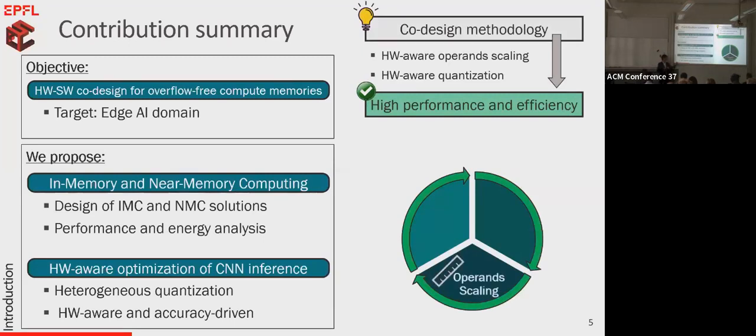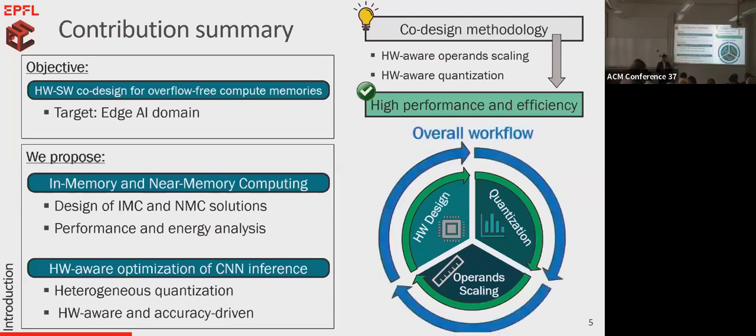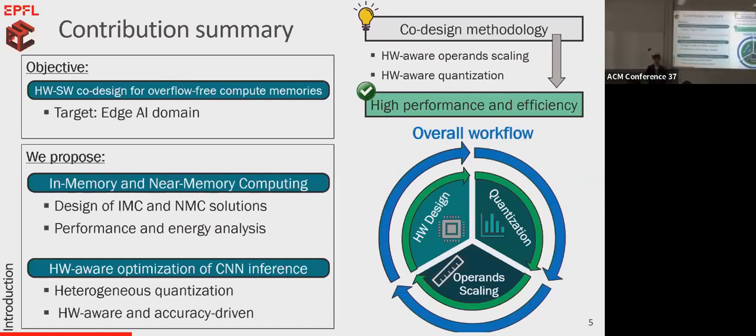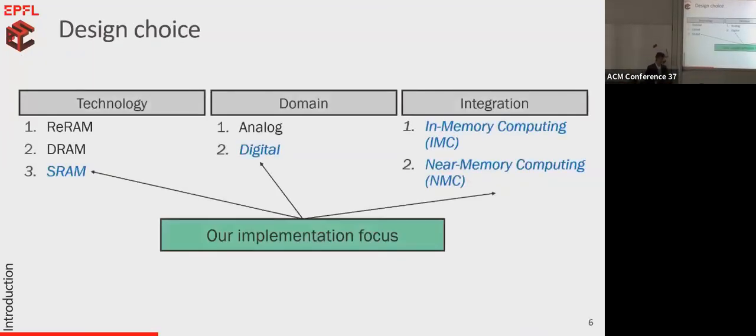We combine different elements, so I will tell you something about the scaling of input and output operands to prevent overflows, a corresponding hardware design based on compute memories, and a quantization strategy to improve performance and efficiency. Then I will combine all these elements together in a co-design approach to propose an overall acceleration workflow using compute memories. Going back to the previous slide, I'm highlighting here in blue the design choice in this paper. So we consider SRAM memories, computation in the digital domain, and as I said, both in-memory computing and near-memory solutions are viable alternatives, so we consider both in this paper.